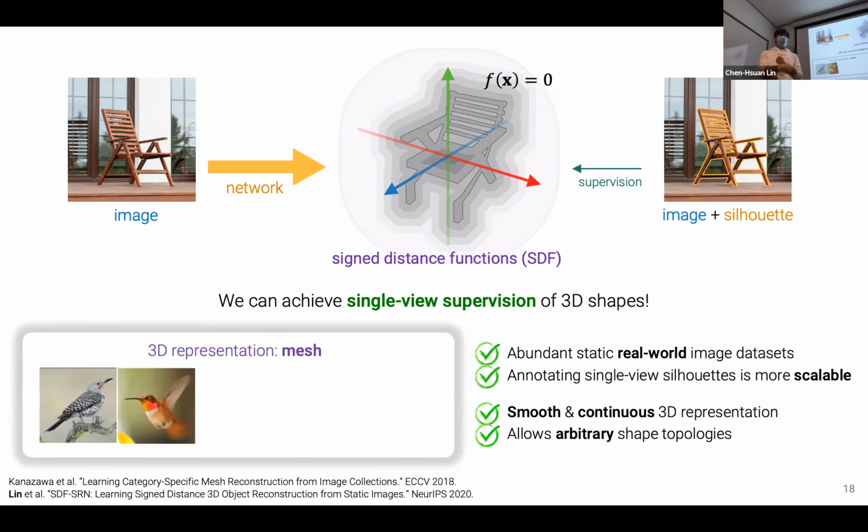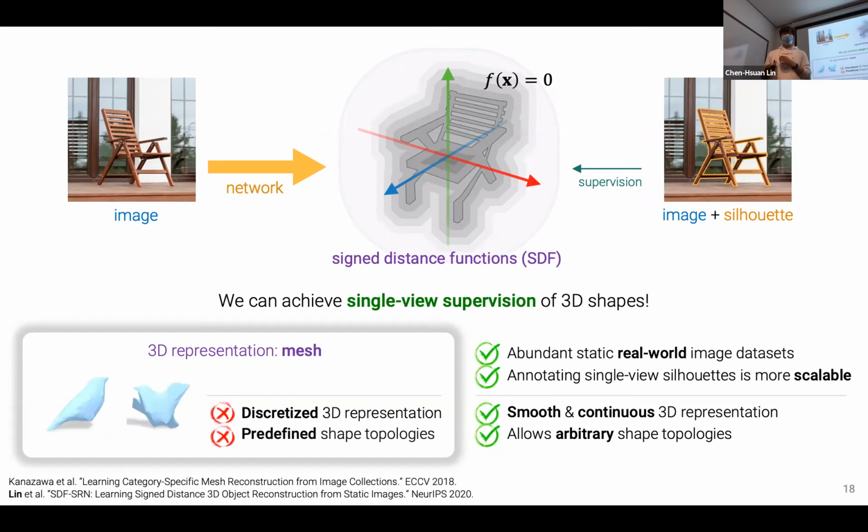One of the more pioneering works in this space is the work from Kanazawa et al., which tries to predict 3D shapes from single images using 3D meshes. But meshes have the inherent limitations of being discretized 3D representations and having to be confined to a predefined shape topology. SDF is a lot more flexible in this sense.